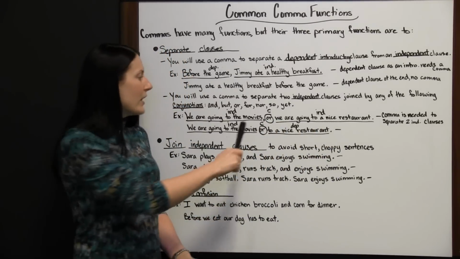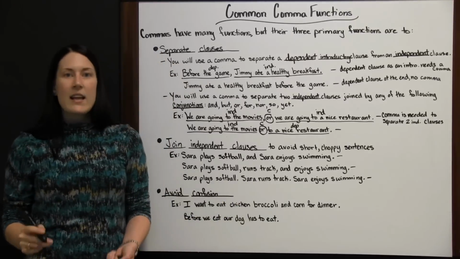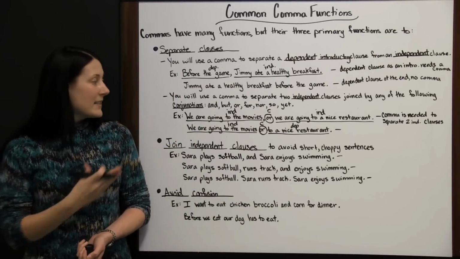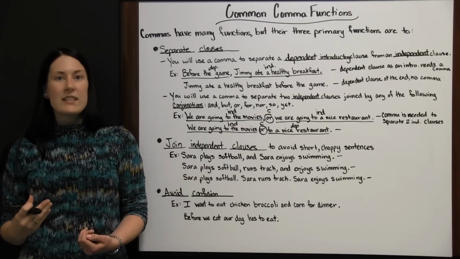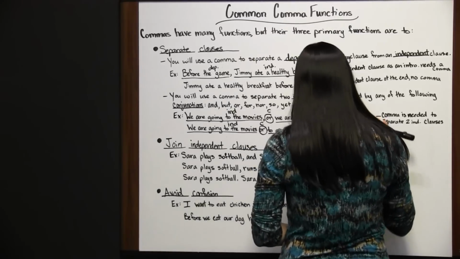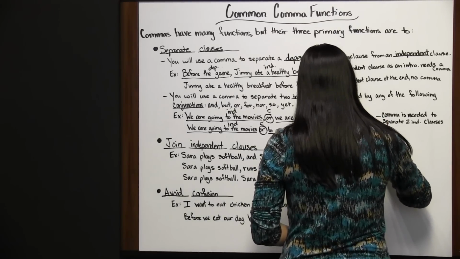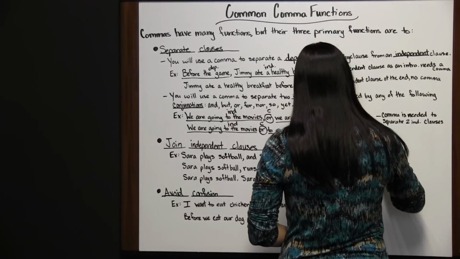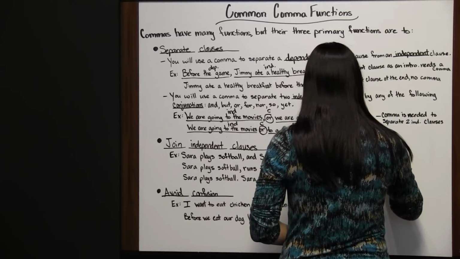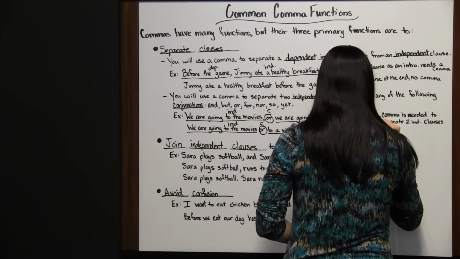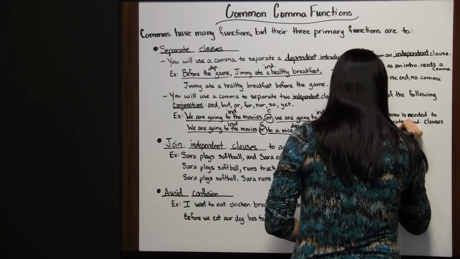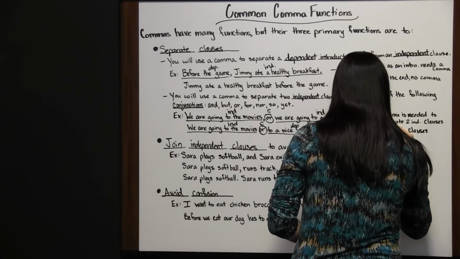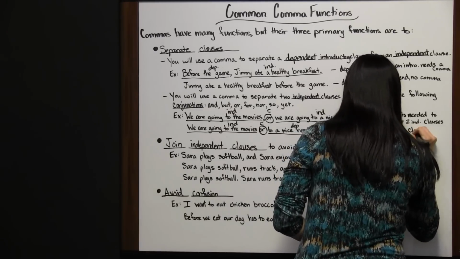It could stand as a sentence. To a nice restaurant is missing that. It's missing both your subject and your verb. It's not been made a complete sentence, so it's dependent on the rest of the sentence to make sense. So in this instance, we did not have two independent clauses. So, no comma was needed.